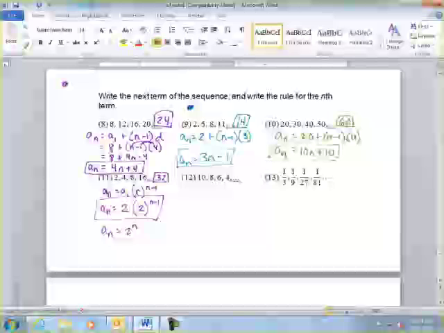You can always check your rule by plugging in some numbers. For example, plugging in 1 is usually pretty easy. If you plug in 1, you should get the first number in the list. If you plug in 3, you should get the third number in the list. So I would just do a quick double check of that. When you think you have the rule, make sure that it actually works for the numbers there. Plugging in a 1 should give you the first answer, plugging in a 3 should give you the third answer, and so on and so forth.